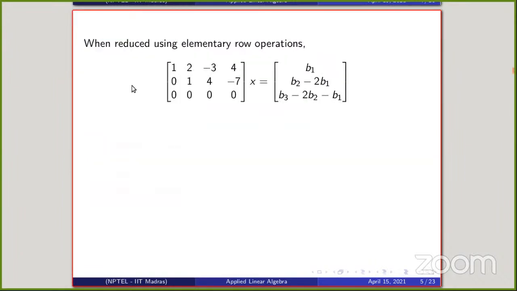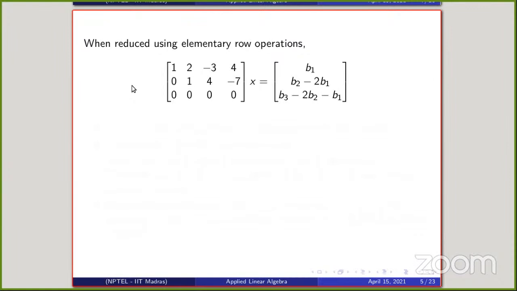As we know, for solving a system of linear equations, we perform elementary row operations, Gaussian elimination, on both the LHS and RHS. We end up getting something like this, where the first two rows are non-zero, while the third row is all zero, which shows that the rank of the LHS matrix is actually 2 and not 3.